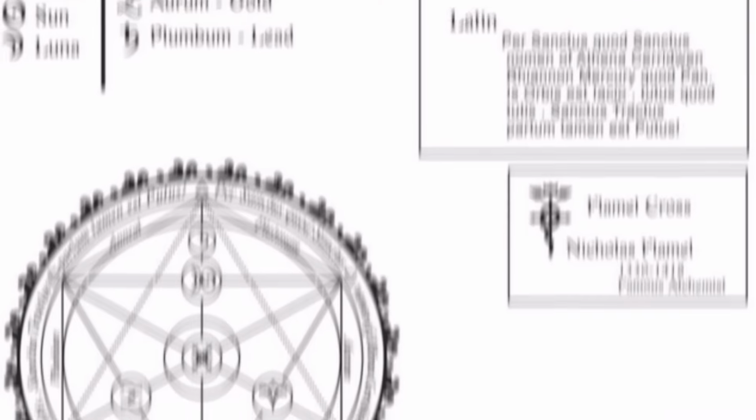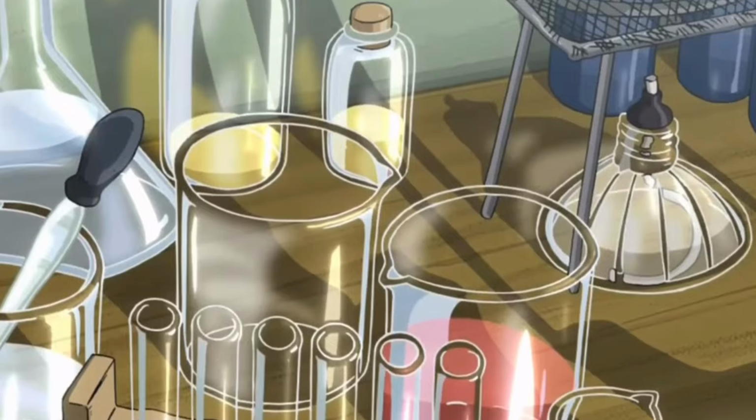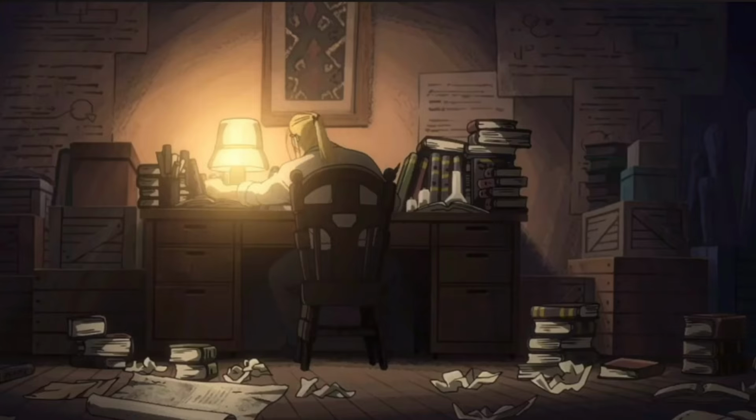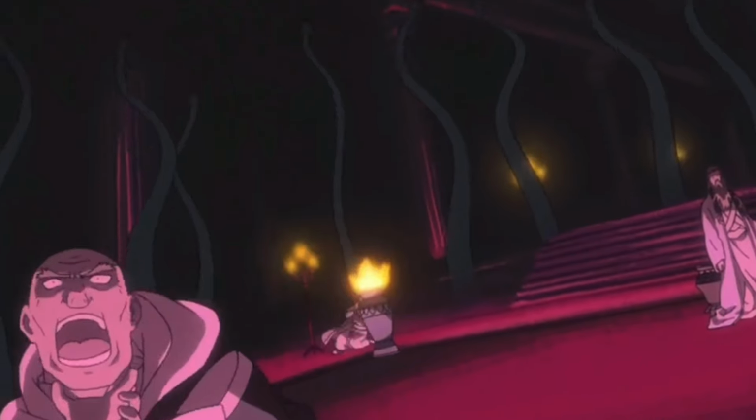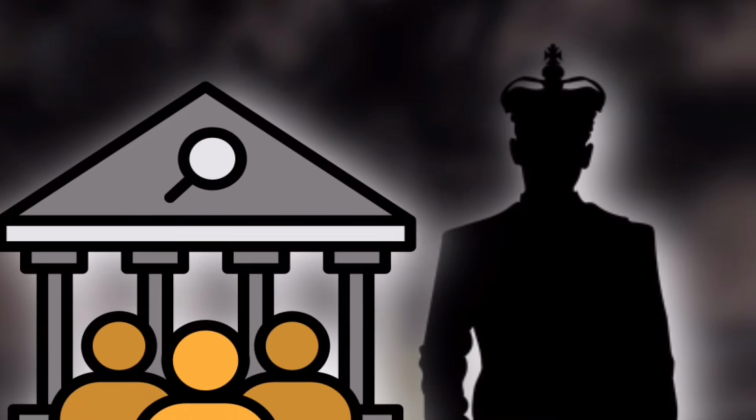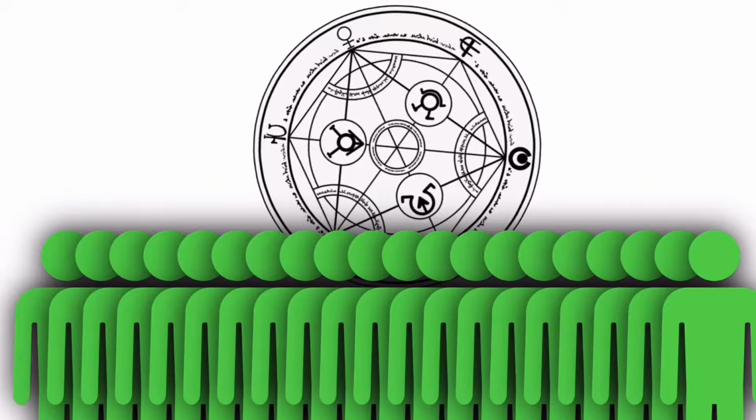But this wasn't created by a single person. The Transmutation Circle was developed over centuries, built from ancient alchemical knowledge, and refined by countless alchemists. It existed long before the main story and became the standard method of transmutation. No king or government controlled it. The circle belonged to human knowledge itself. On the surface, the Transmutation Circle was about order.